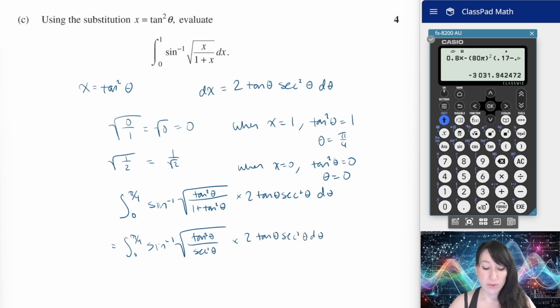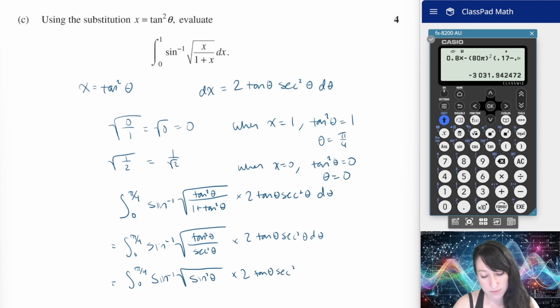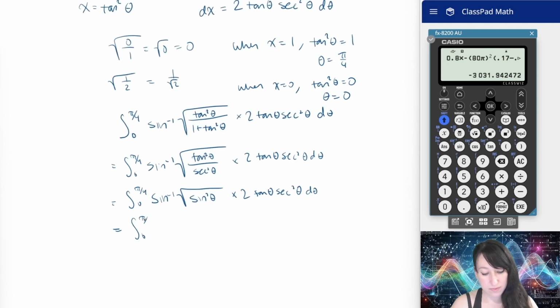So inside that square root, we're going to have tan squared over secant squared, which is essentially sine squared over cosine squared divided by 1 over cosine squared. So that simplifies to sine squared. And of course, we're square rooting that, so it's going to be sine inverse of sine theta. So we're just going to get theta itself. I can put the 2 in front.